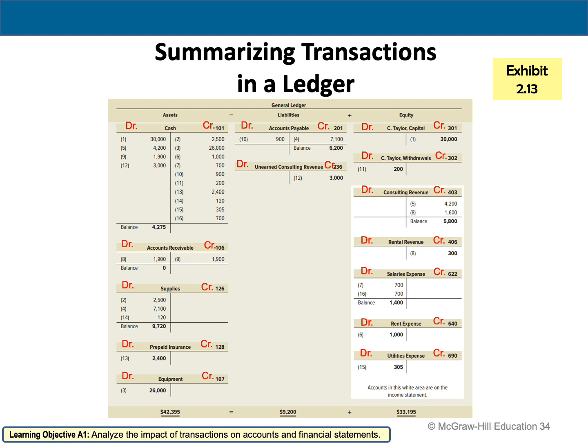Can you just focus on the cash T account? So we have a debit side: 30,000, 4,200, 1,900, and 3,000. And on the credit side, we have 2,500, 26,000, 1,000, 700, 900, 200, 2,400, 120, 305, and 700. So now if I ask you what is the balance of the cash, now we know that there are lots of transactions that happened on the cash. What you are going to do is take the total credit.